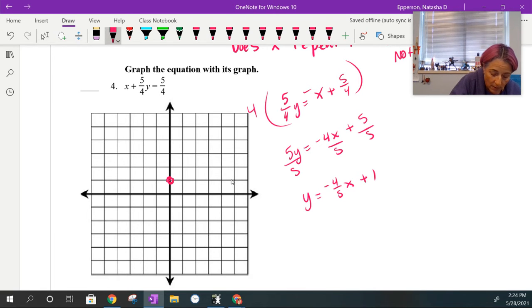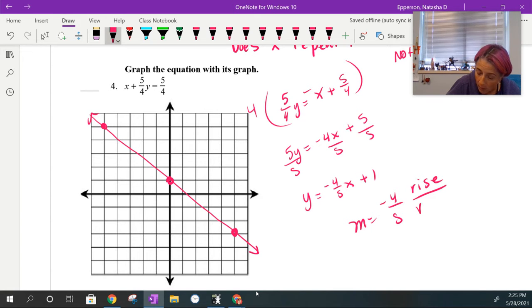So my y-intercept here is at 1. Then I'm going to go down 1, 2, 3, 4 units. And I'm going to go right 1, 2, 3, 4, 5 units. And I have graphed this. I can go up 1, 2, 3, 4, then 1, 2, 3, 4, 5. All you're doing is that easy. Your slope is negative 4/5. That's rise. Since it's negative, you're going to go down, over, run. Your b is equal to 1, so that's your y-intercept, 0, 1.